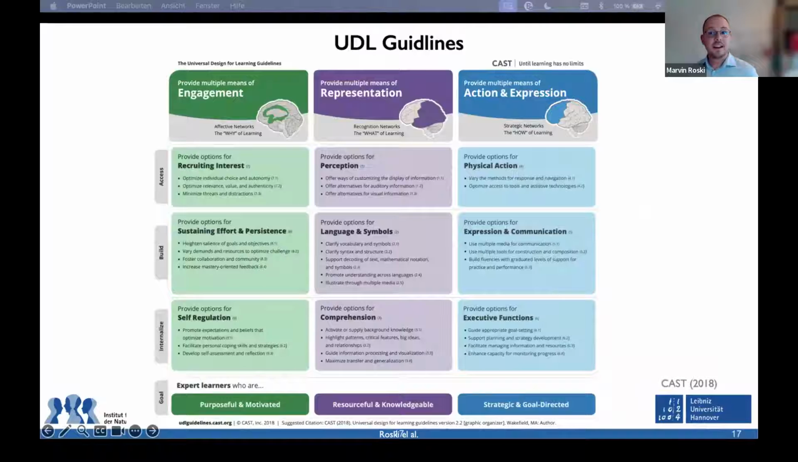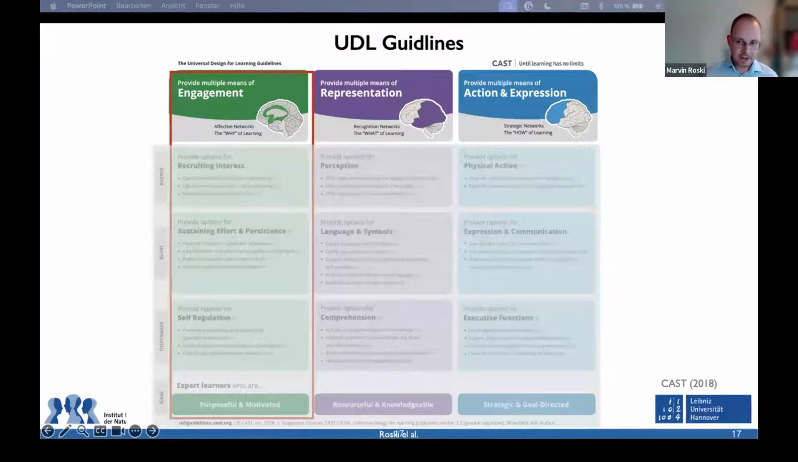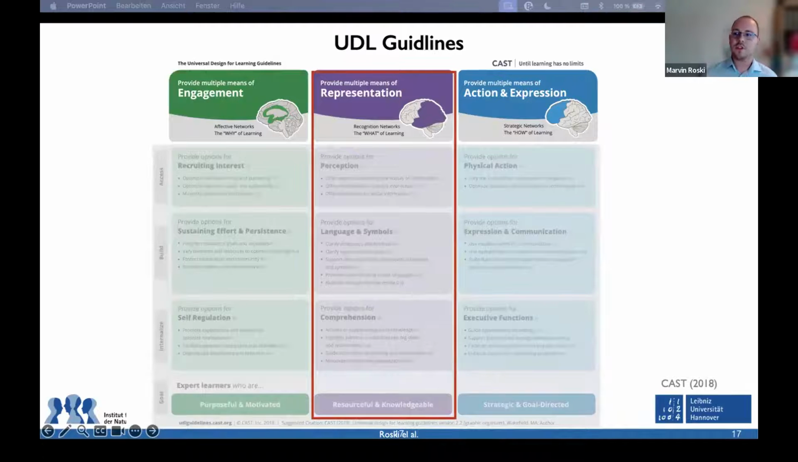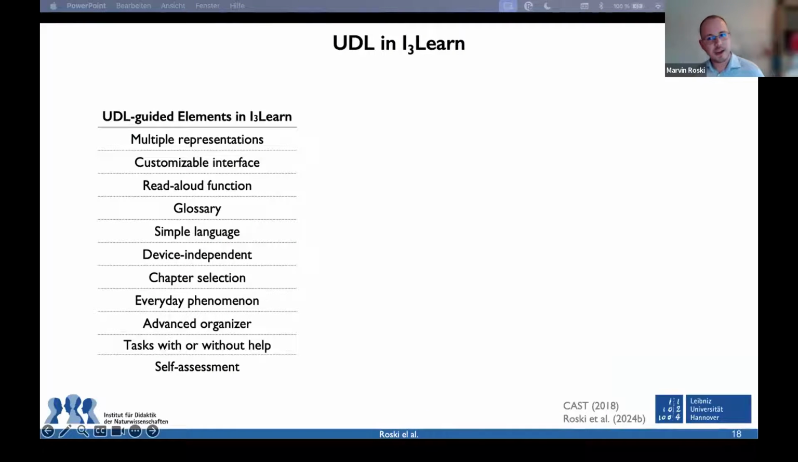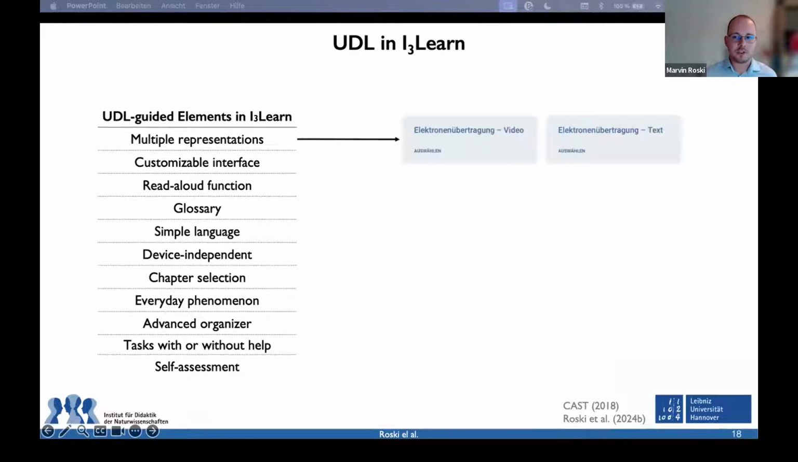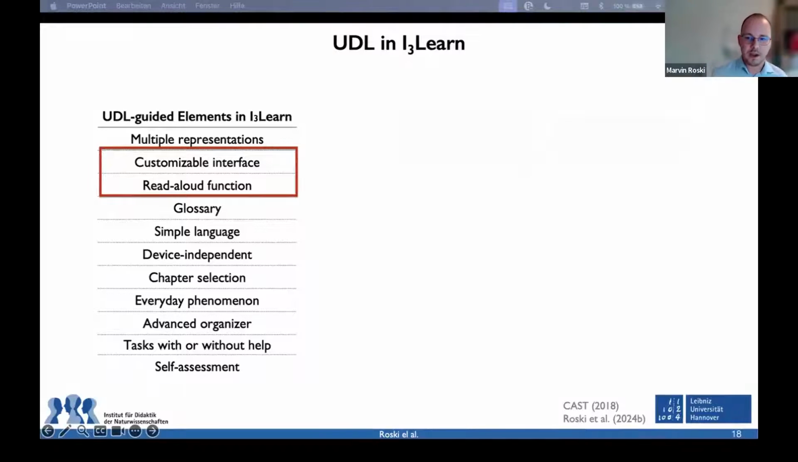The UDL guidelines are a collection of suggestions to make learning accessible to all learners, regardless of their prerequisites. The guidelines are divided into 3 principles: provide multiple means of engagement, provide multiple means of representation, and provide multiple means of action and expression. Unfortunately, I do not have the time to go into all of the details of the UDL guidelines, but I can show you what guidelines we have realized in i3 Learn to give you an idea of how this can look. The implementation of the UDL guidelines is always voluntary. This means the guidelines can be implemented, but it's not mandatory which ones and how many. In i3 Learn, for example, we offer multiple representations so learners can choose between a text or a video, or we have a customizable interface or a read aloud function.